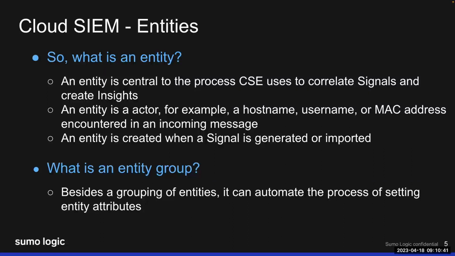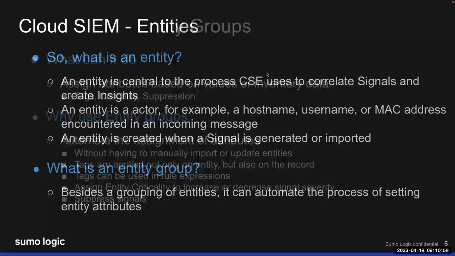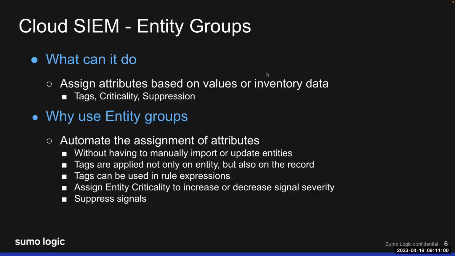Now, tagging can be very beneficial because you can then determine potentially what type of asset that specific entity is, whether it's critical, how critical it is to your operation. But also these tags are now pushed down to the record level, which we'll get into on the next slide. So ultimately what these groups are doing is assigning attributes. And the way we can automate this is by assigning attributes based on values, meaning a value from within a record, or also inventory.